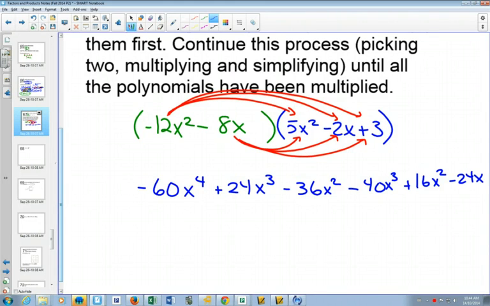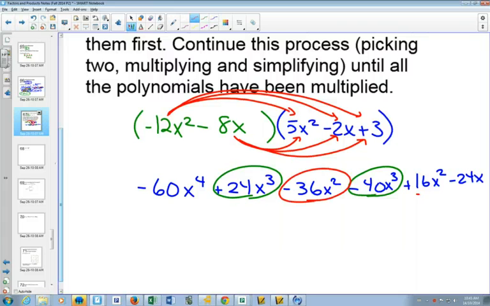Again, we're going to have to look for all of our like terms. Here we have an x cubed, and here we have an x cubed. Here we have an x squared, and there we have an x squared.